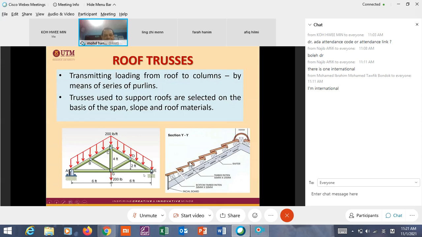This is the rafter, top rafter and bottom rafter. Trusses used to support roofs are selected on the basis of span, slope, and roof material, whether concrete tile or asbestos. Because different material means different density, different loading. So it will influence what type of material and what size of truss member.